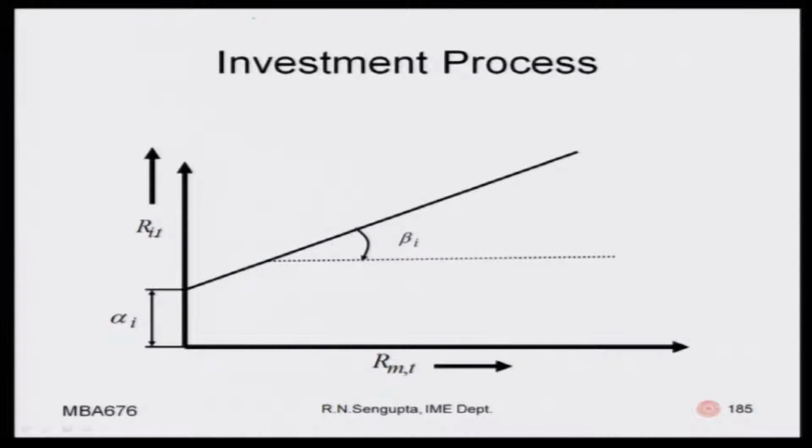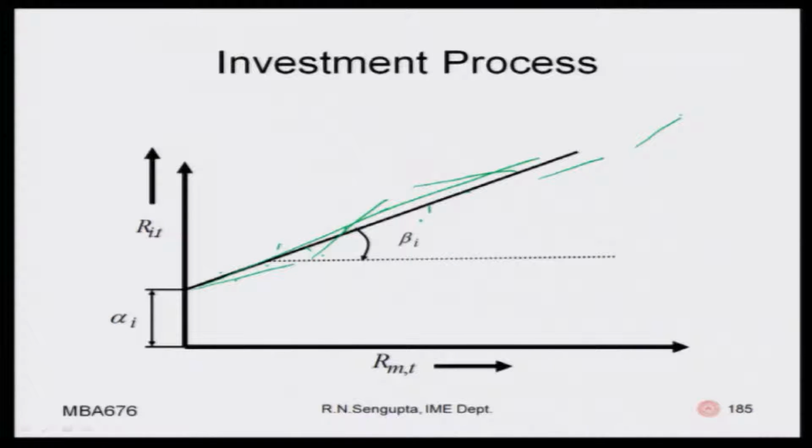So, this is what we have been calling beta, this is the Ri's, this is the Rm's, and these are the alphas. So, the points are scattered like this. The best fit is this. Rather than that, we can have fits of different lines.